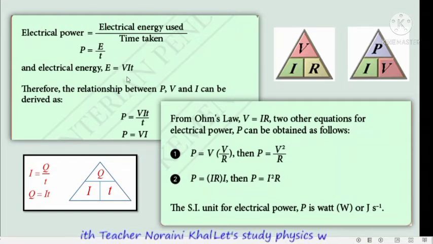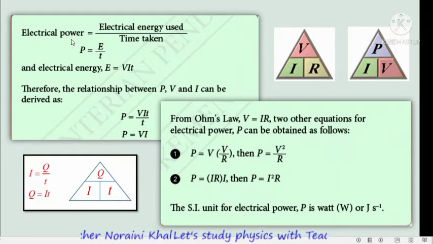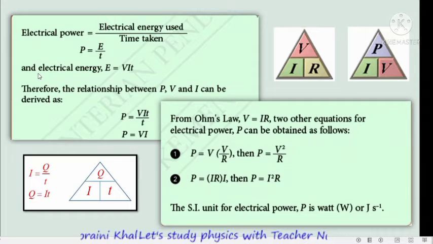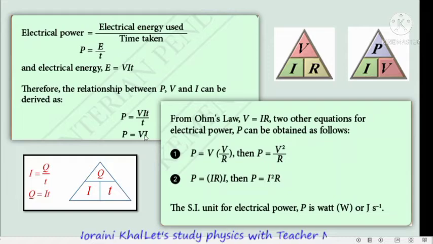So let's look at the formula for power. From the formula of power, we know that power is the rate of energy transferred or rate of work done. For an electrical appliance, we can determine electrical power equals electrical energy used divided by time taken. Electrical energy is normally denoted as E. Thus, we get power P equals E divided by T. And from the first part just now, we have discussed electrical energy E equals VIT. Therefore, the relationship between P, V, and I can be derived by substituting E equals VIT into the formula of power. Thus, we get P equals VIT divided by T. So we can cancel the T, and we get power P equals VI.